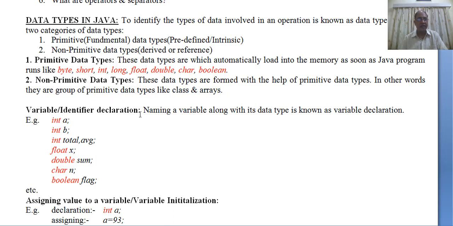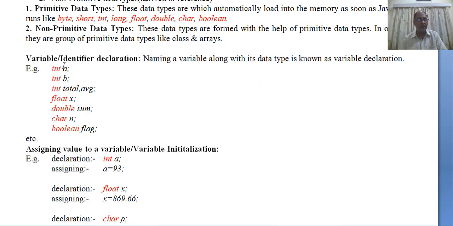Variable or identifier declaration. How to declare a variable? Naming a variable along with the data type is known as variable declaration. For example, if we want to declare a variable a, we will first use the data type int and then the variable name a along with the semicolon. Int b, int total, avg. Two variables can also be declared together like this, or a single variable like this. Float x, double sum, character and boolean flag. So these are the declarations of variables or identifiers with the data type.